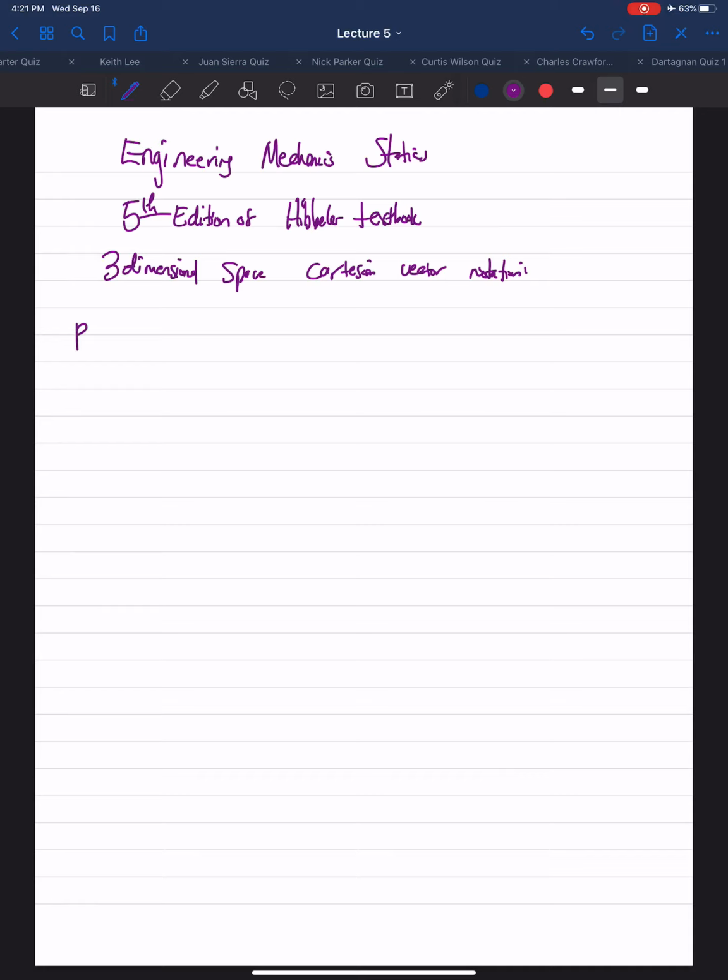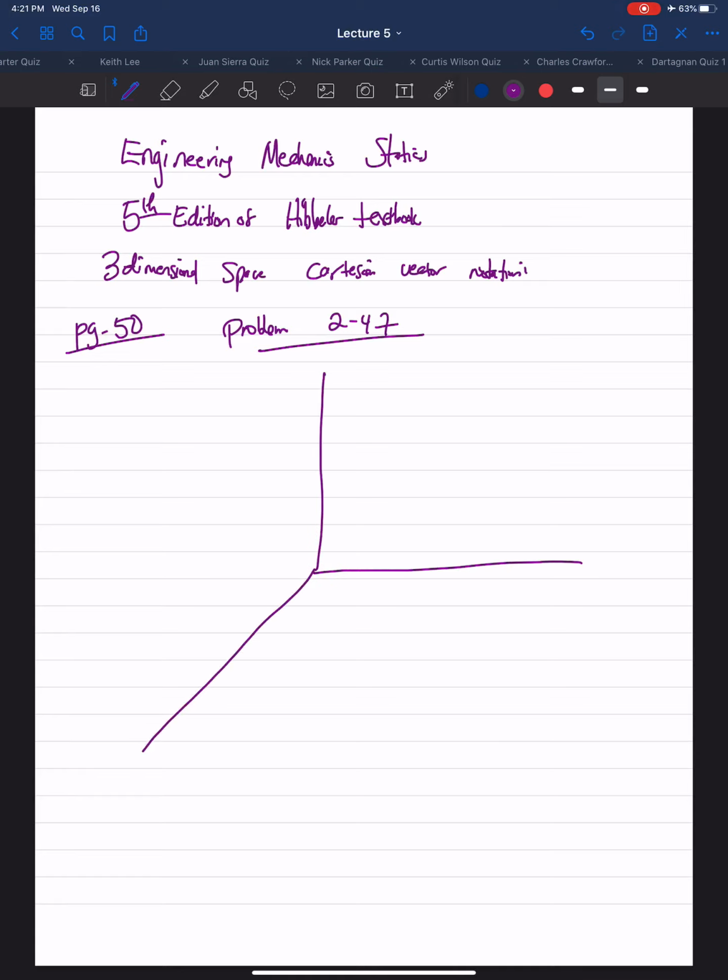So on page 50 of your text, problem 2-47. The problem asks us to determine the magnitude and the coordinate direction angles of the resultant force. All right, so let's see what we are. So let's draw our three-dimensional axes: positive y, positive z, positive x-axis.